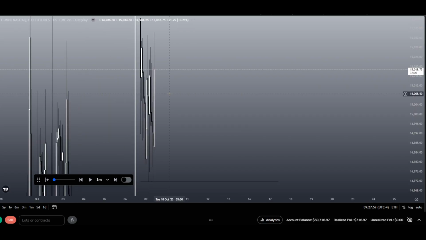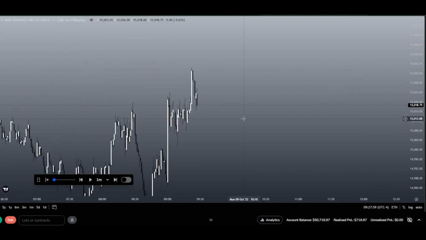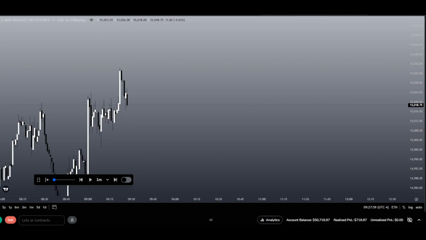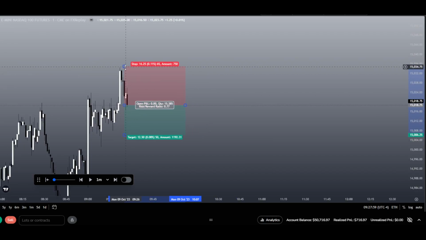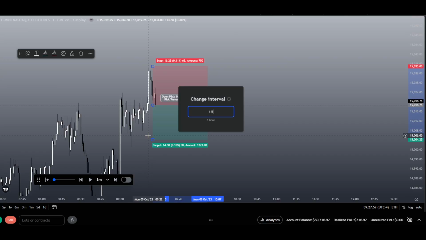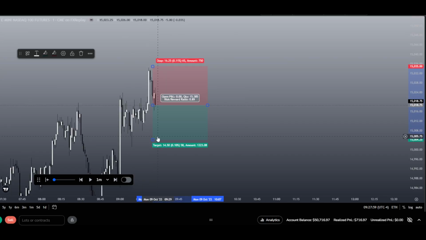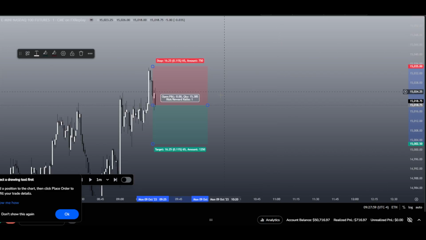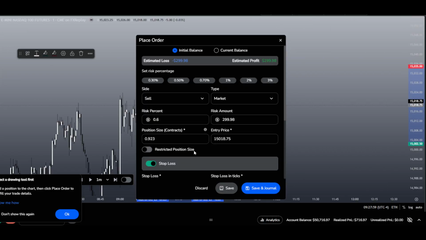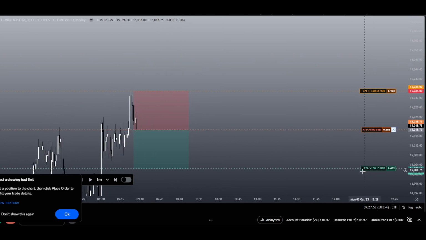I think I'm going to try this short. I'll try this short light, just because it's against higher time frame bias. I'm not going to try full. Like that. Okay. So.